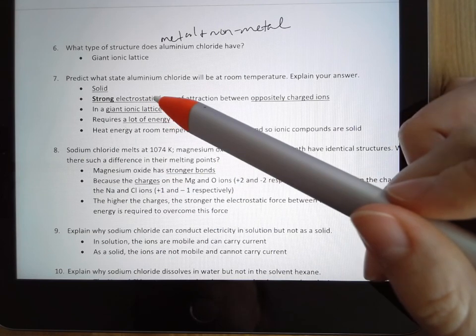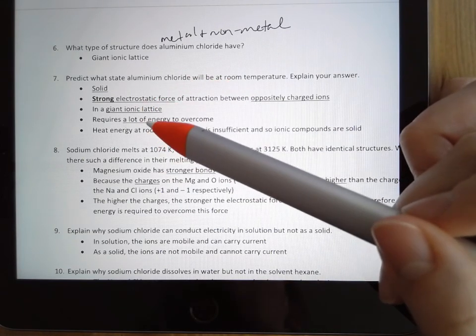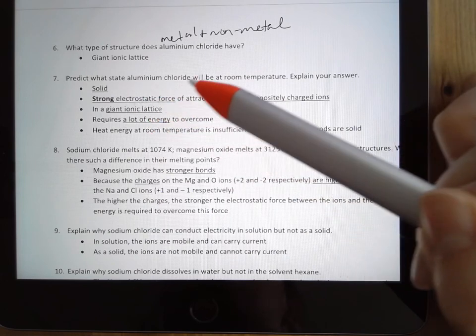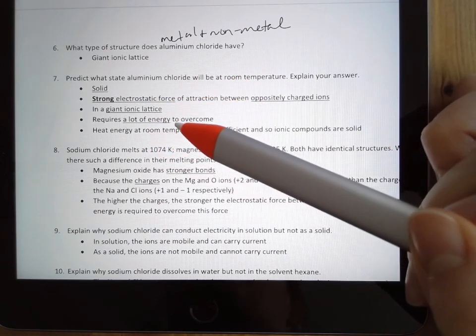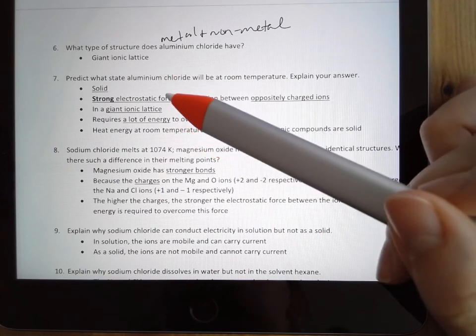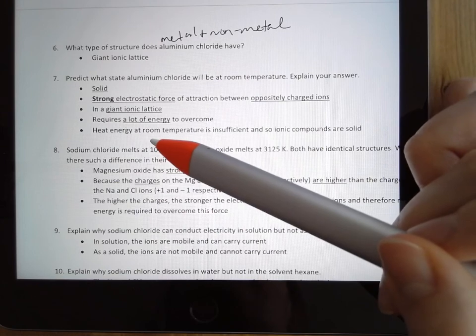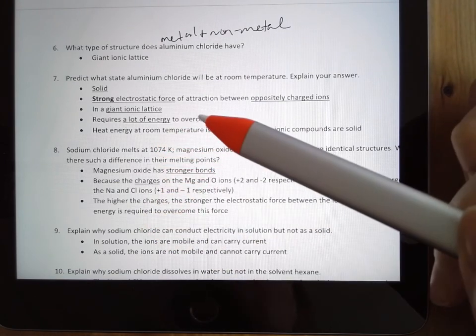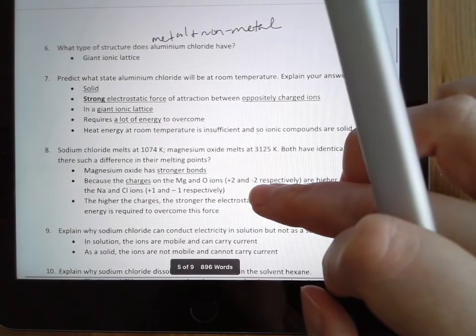Anytime you're talking about what state something will be, or you're talking about melting point, you should always talk about energy. Because the bonds between the ions are so strong, a lot of energy will be required to break those ions apart. At room temperature, which is typically around 23 degrees Celsius, there's just not enough heat energy to supply the necessary energy to separate those ions when they're so strongly held together.